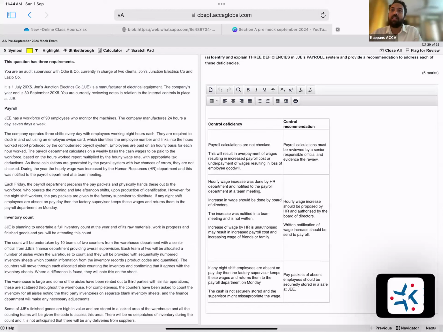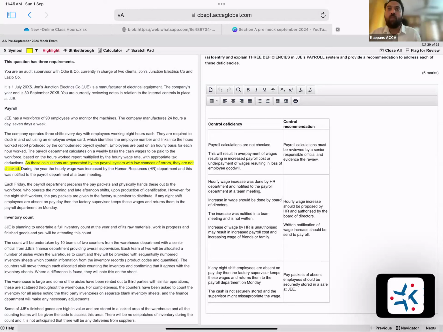The payroll department calculates on a weekly basis the cash wages to be paid to the workforce based on hours worked report multiplied by hourly wage rate with appropriate tax deduction. As these calculations are generated by the payroll system with low chances of error, they are not checked. That is a deficiency. Payroll calculations are not checked. If payroll calculations are not checked, what might happen? That is your explanation. The calculations may be wrong.